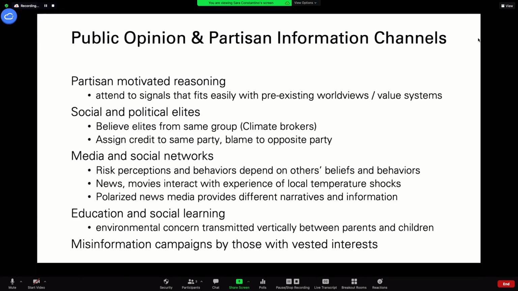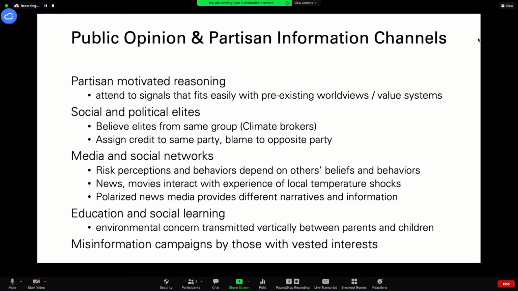Okay, so why do we see these growing divisions? In part, this is because of partisan information channels. And so there are many different types of informational cues that people use that have now become fractured among Republicans and Democrats. But I'm going to start by explaining partisan motivated reasoning. So people tend to interpret the same information from the world differently, depending on their pre-existing worldviews and ideologies.